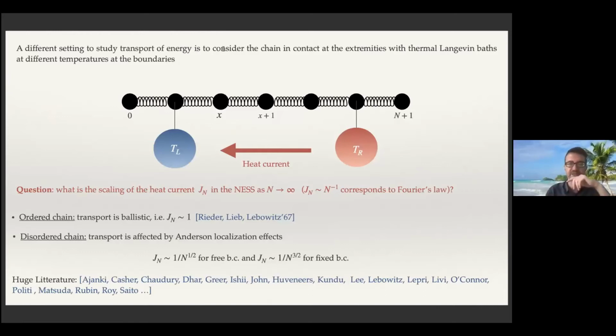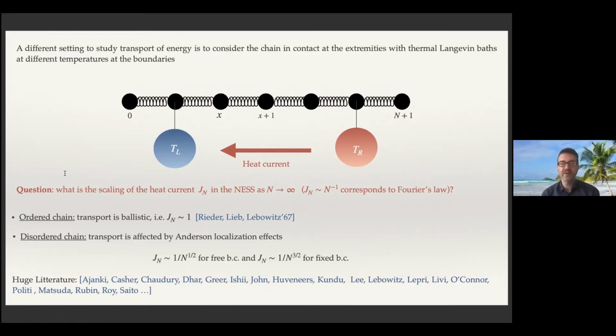So let me come back just briefly to some generalities. A different setting to study transport of energy is to consider the harmonic chain in contact at the extremities with some thermal Langevin baths at different temperatures at the boundaries: T_R on the right, T_L on the left. Since the temperatures are different, in the non-equilibrium stationary state you have some heat current going from the hottest reservoir to the coldest reservoir.